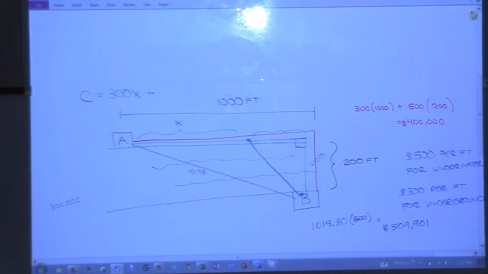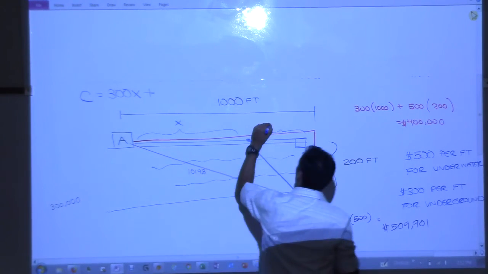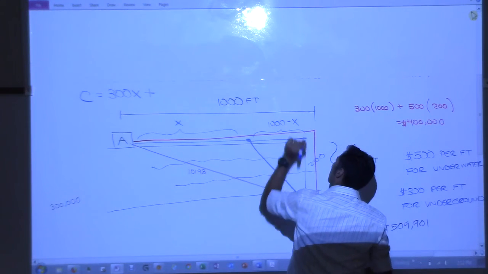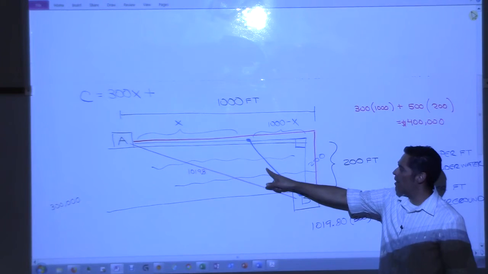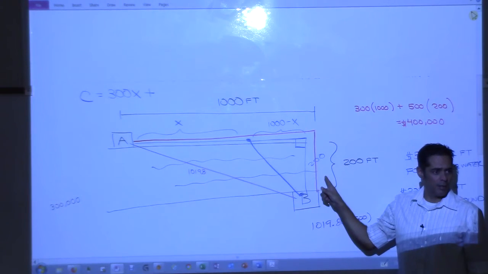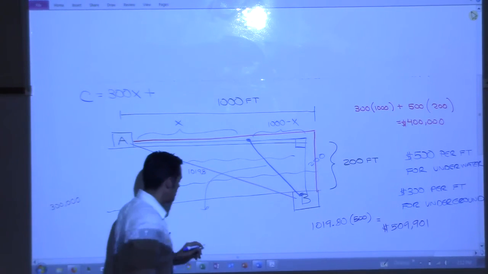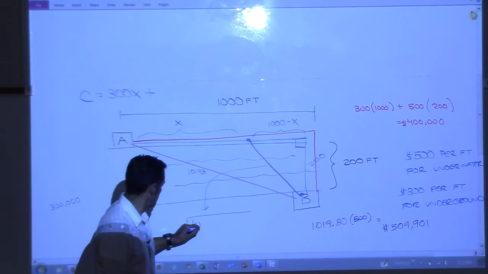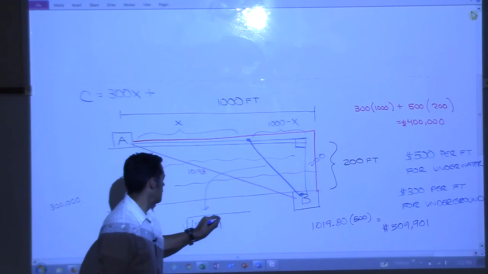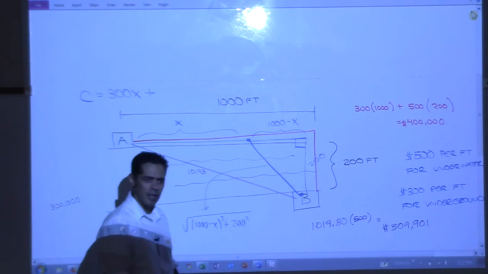It's 1,000 minus X, right? Because if X takes you from here to here, this is 1,000 minus X. Agreed? And so this side right here should be the square root of that squared plus this squared. That's using the Pythagorean theorem. So that side should be the square root of that side squared plus that side squared. Understand?